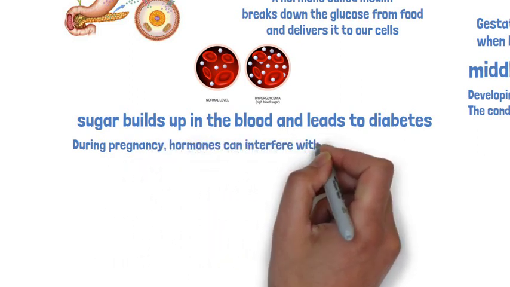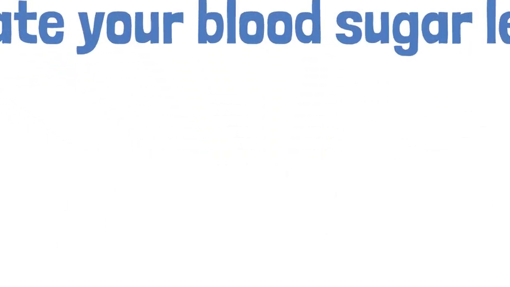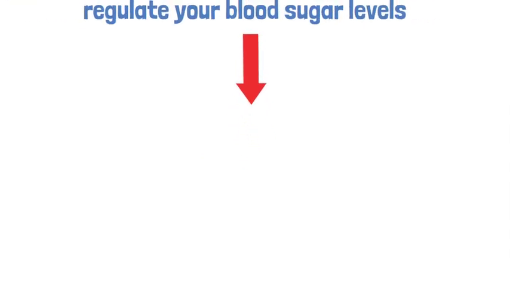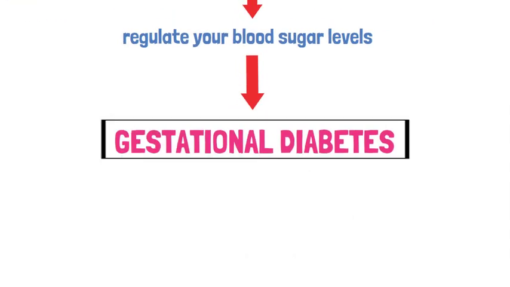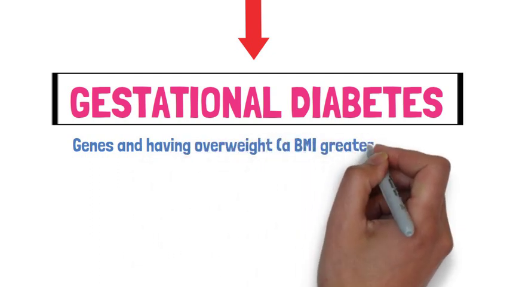During pregnancy, hormones can interfere with the way insulin works. It may not regulate your blood sugar levels like it is supposed to, which can lead to gestational diabetes. Genes and being overweight, a BMI greater than 25, may also play a role.